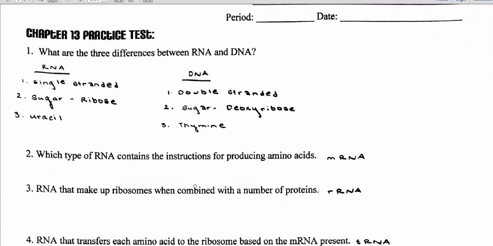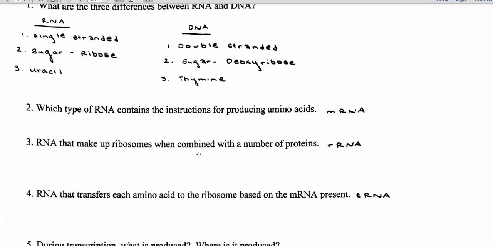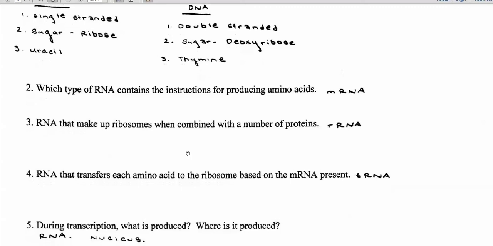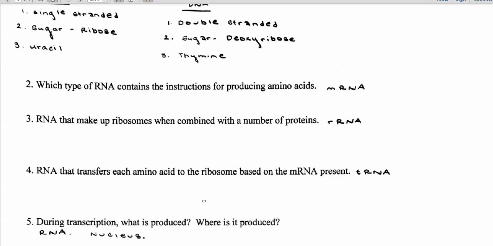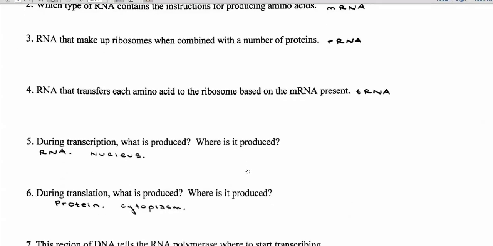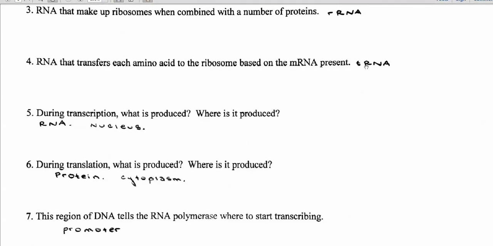Which type of RNA contains instructions? It's mRNA. The RNA that makes up ribosomes is rRNA, and the RNA that transfers each amino acid is tRNA. During transcription, what is produced? RNA is being produced. You're going from your master plan to your blueprint. Your blueprint is your RNA. Where is it produced? In the nucleus.